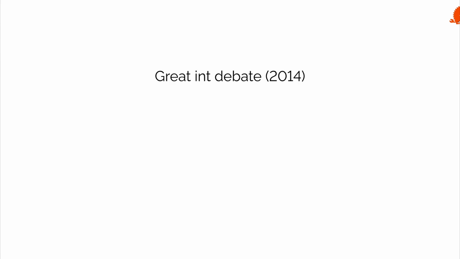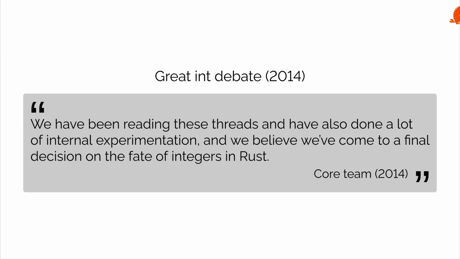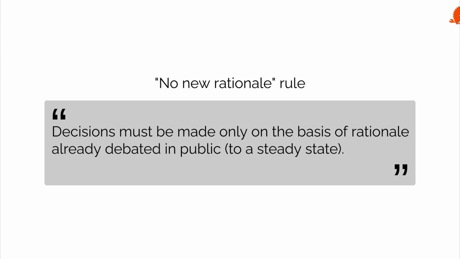For example, in 2014, there was a great debate about how a fundamental data type in Rust should be named. Should it be uint or usize? And the core team examined the discussion, and then they said, we did some private experiments, and we decided that it should be named like this, right? But this was a bad situation because people didn't have a chance to comment on their experiments. And this actually gave rise to a new rule that we call the no new rationale rule. It means that whenever you make a decision, it needs to be done based on arguments that were already published before, and people had a chance to comment on those arguments, right? So that it is fair.